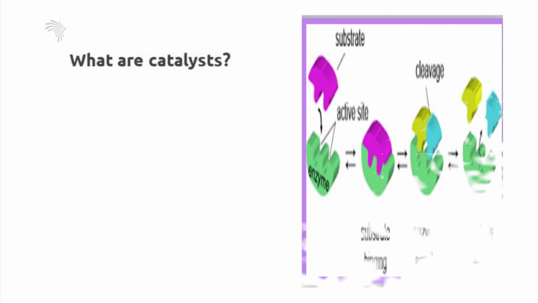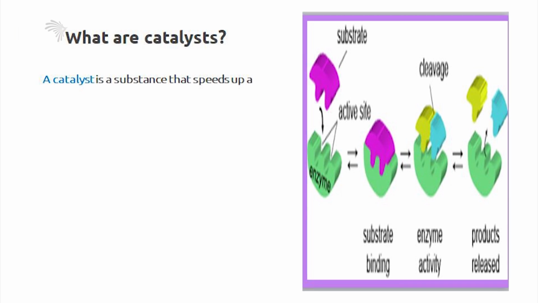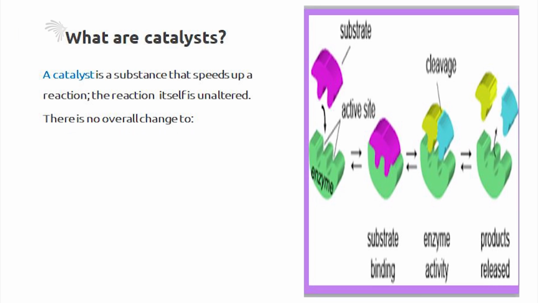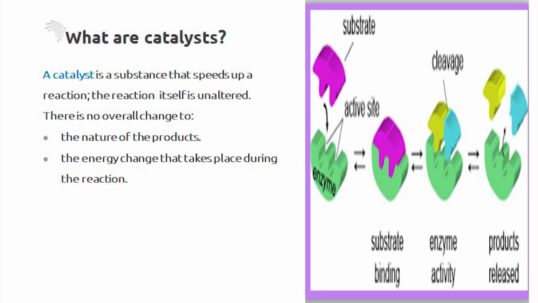What are catalysts? A catalyst is a substance that speeds up a reaction. The reaction itself is unaltered. There is no overall change to the nature of the product or the energy change that takes place during the reaction, and the catalyst itself is unchanged. So catalysts are substances that speed up a chemical reaction. The reaction itself is unaltered.